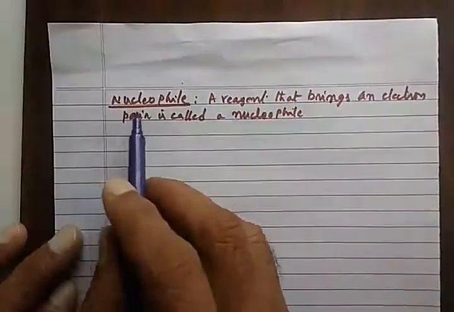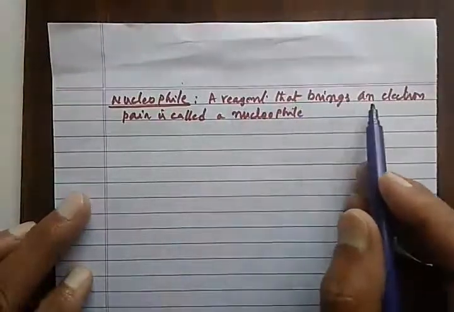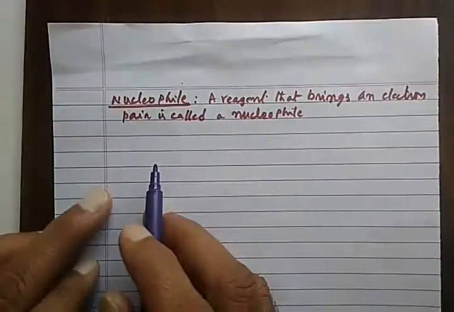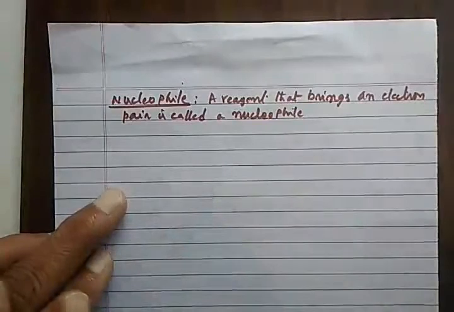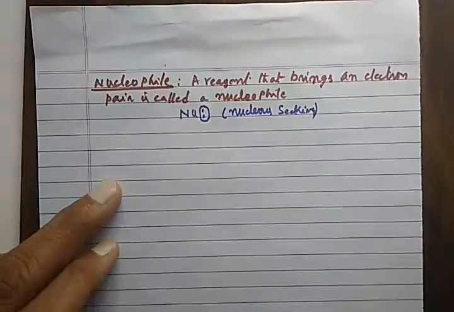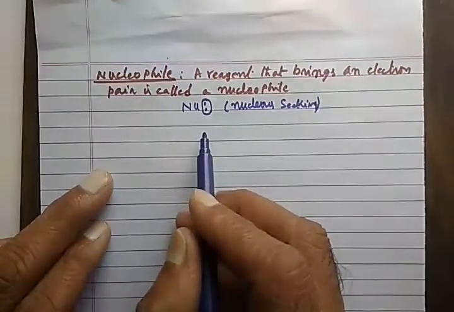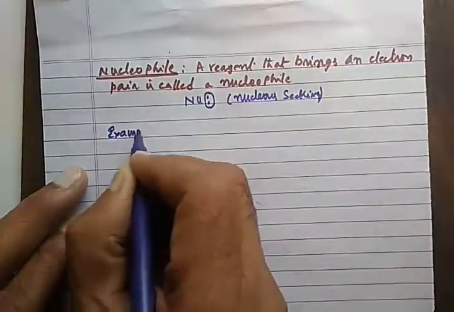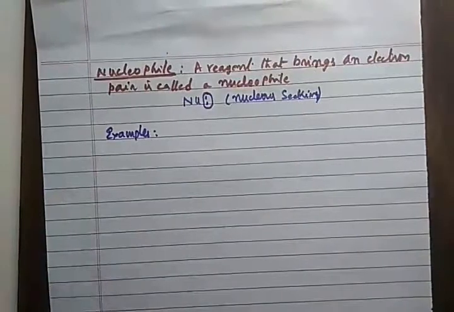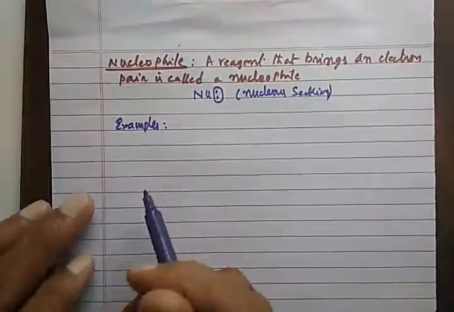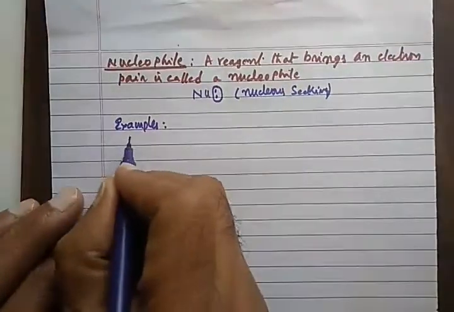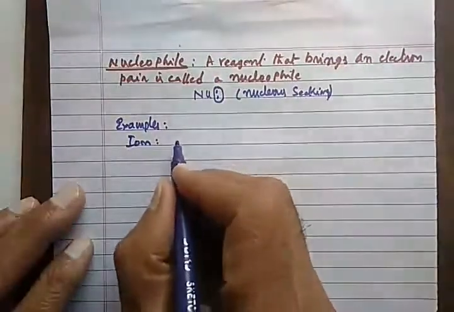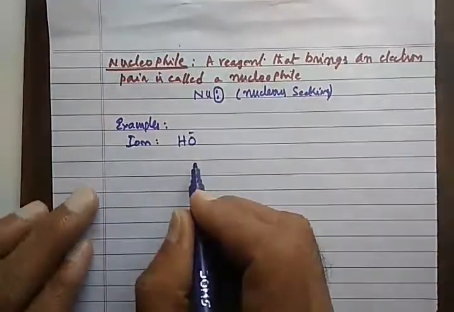So now we will see nucleophile. A reagent that brings an electron pair is called a nucleophile. Then only can it search for a nucleus. So for that, we will take examples. In these examples, we will see one ion, the hydroxyl ion.